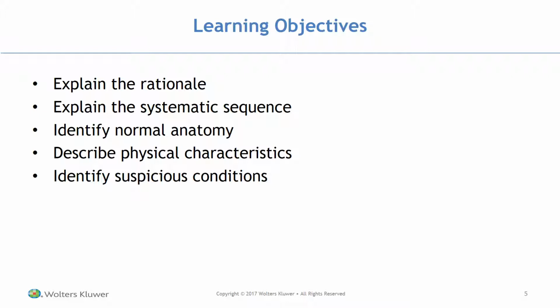So one objective is that we're going to recognize normal anatomy. So then, of course, our last objective is going to be to identify the suspicious conditions. And we need to know normal before we can know if it's a suspicious condition, right?